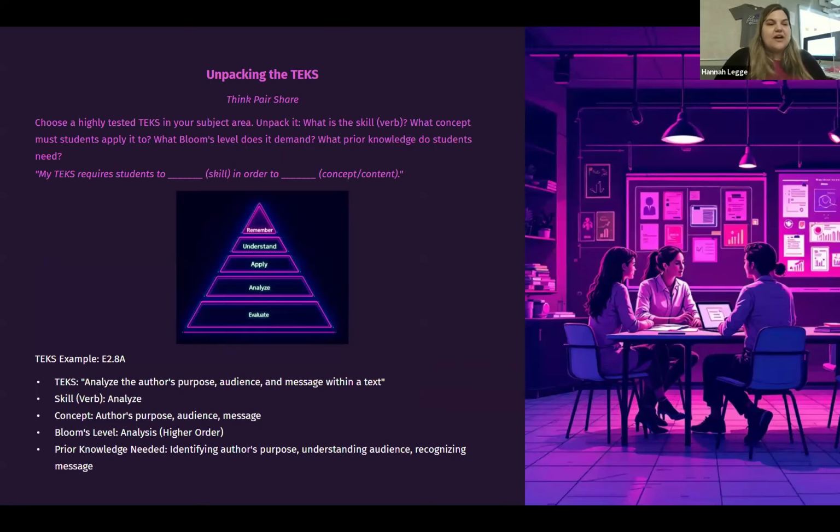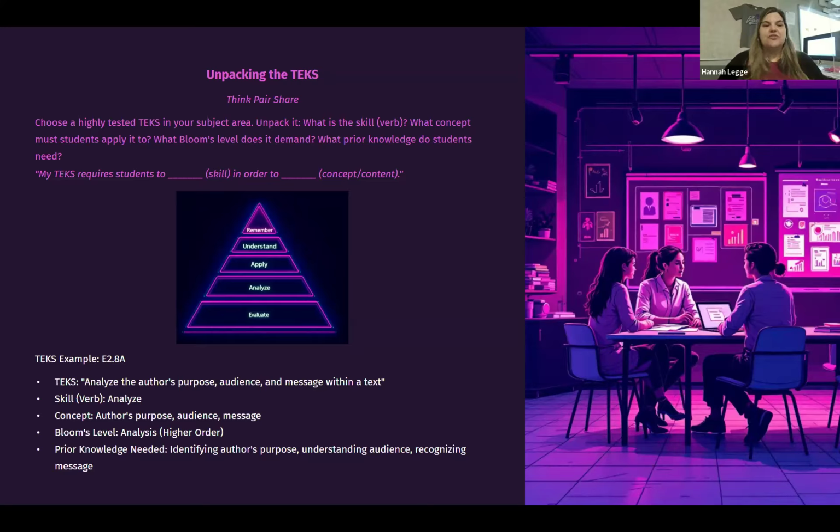So this is an example of unpacking TEKS. What I want you to do with your partner is choose a highly tested TEK in your subject area and unpack it. So what is the skill verb? What concept must students apply it to? And what Bloom's level does it demand? What prior knowledge do students need? Okay, so that's where we're covering misconceptions. What prior knowledge do students need?